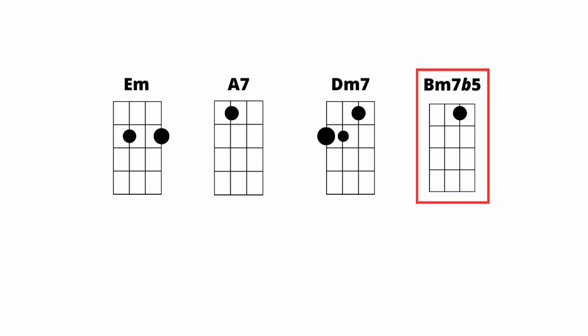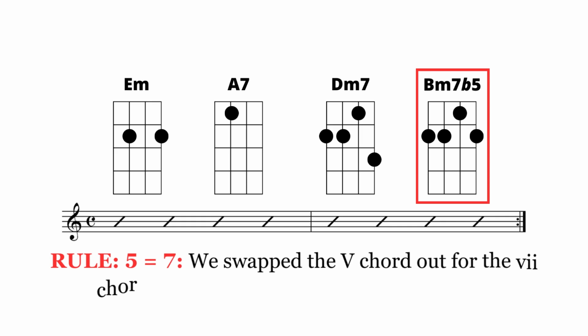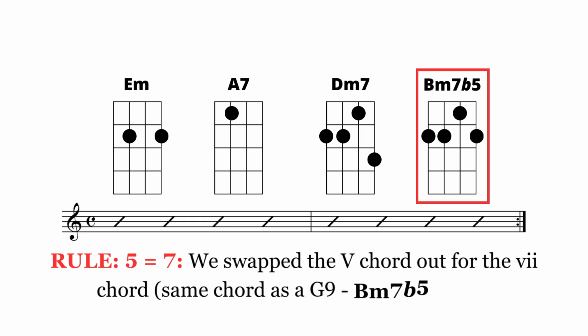Now our last rule, 5 equals 7, we swap out the 5 chord for the 7 chord. This time, when we're harmonizing with 7 chords, we're going to have a B minor 7 flat 5, which may sometimes be called a half diminished chord. It's interesting to note here that this chord is the same exact chord as a G9. B minor 7 flat 5 equals G9.